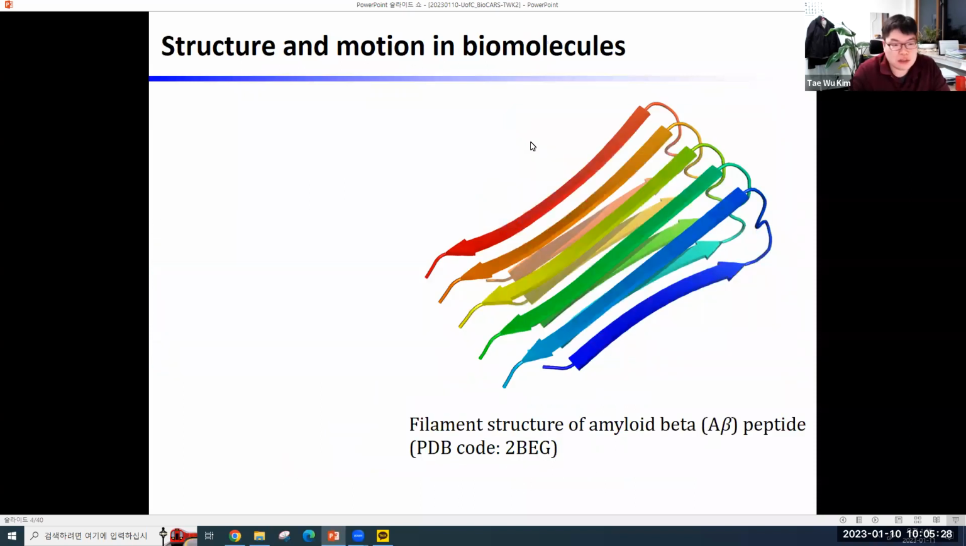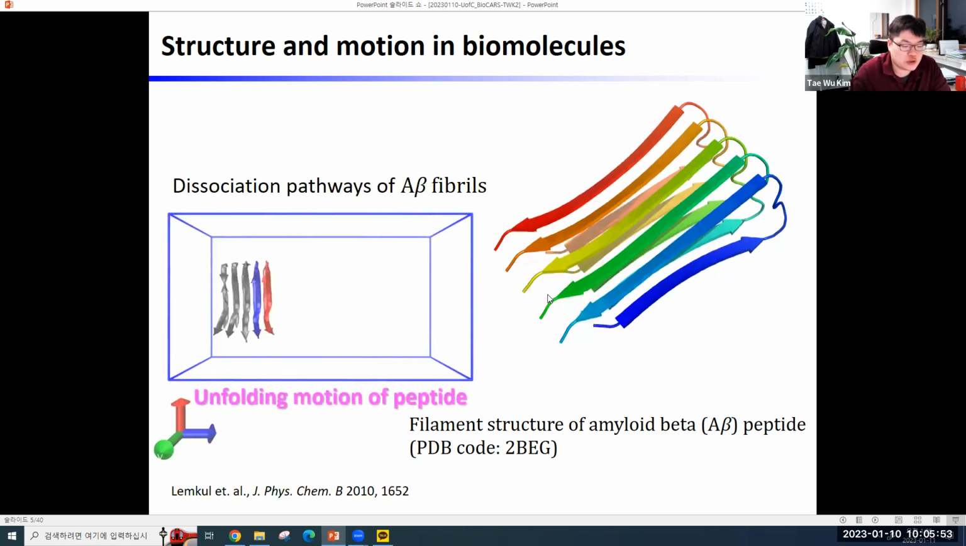This kind of theme is also at work in biology. The protein structure and its related motion in biomolecules is very important, so we should know well about that. This is one example: the amyloid beta peptide. This is a very well-known peptide in biology, and under certain situations this peptide can dissociate from the original structure like this.